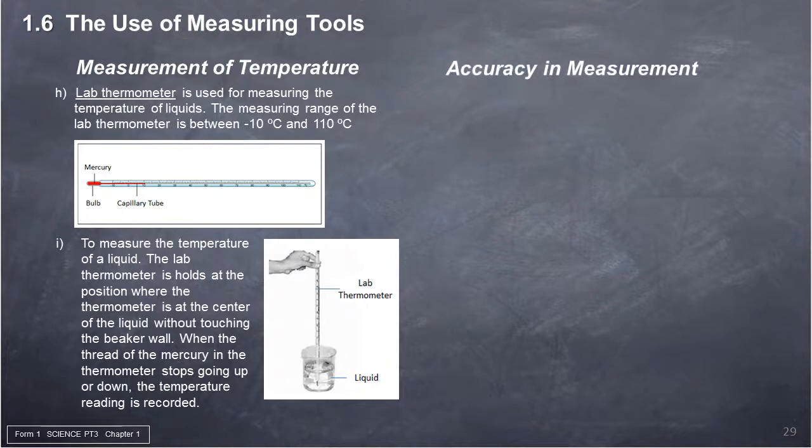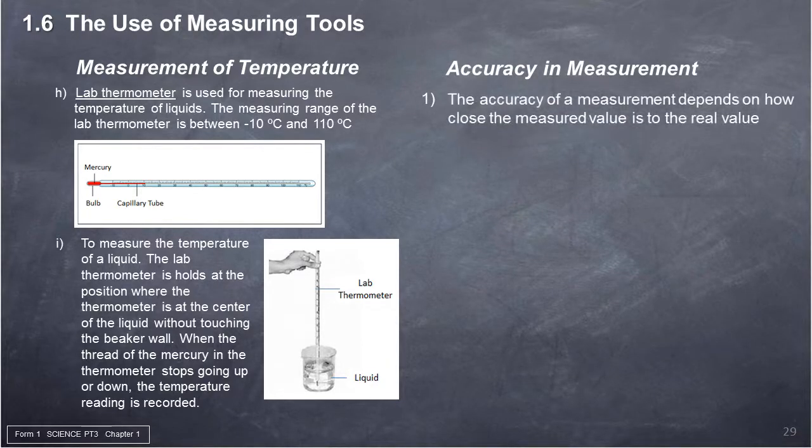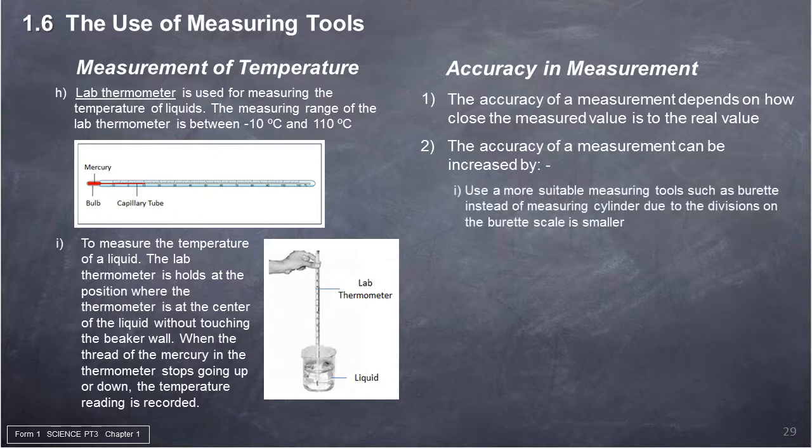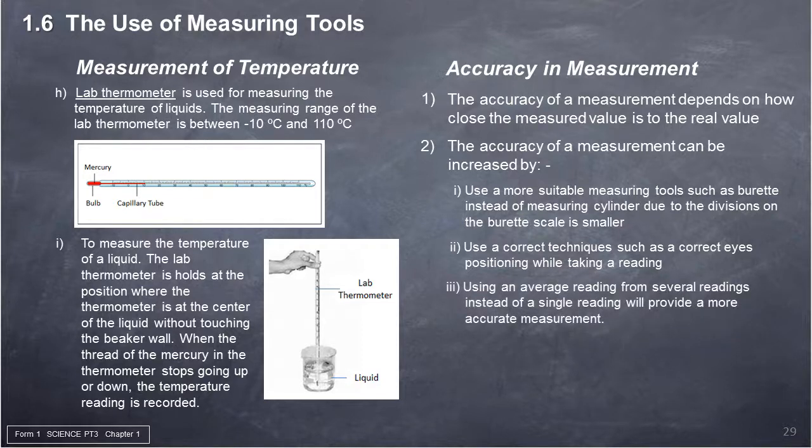Accuracy in measurement. 1. The accuracy of a measurement depends on how close the measured value is to the real value. 2. The accuracy of a measurement can be increased by: 1. Using more suitable measuring tools, such as a burette instead of a measuring cylinder, because the divisions on the burette scale are smaller. 2. Using correct techniques, such as correct eye positioning while taking a reading. 3. Using an average of several readings, instead of a single reading, will provide a more accurate measurement.